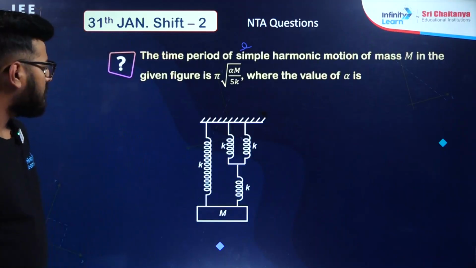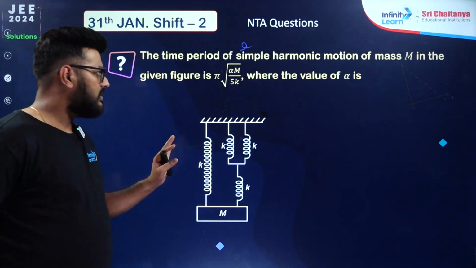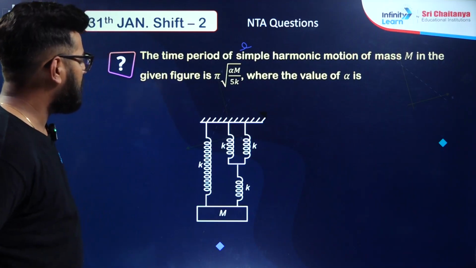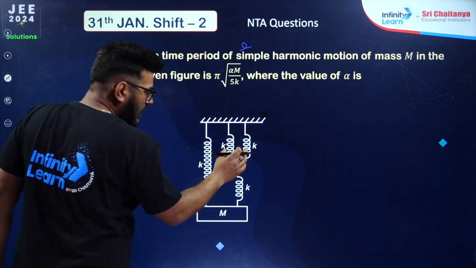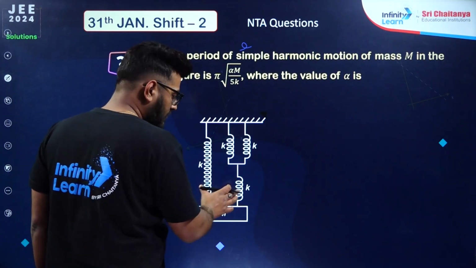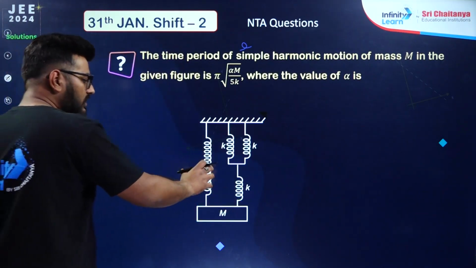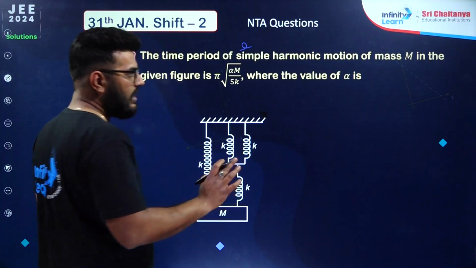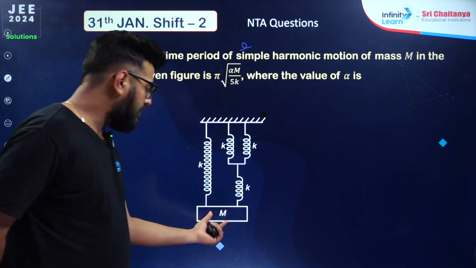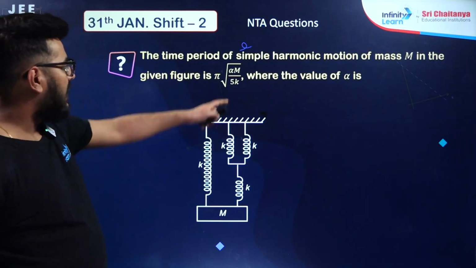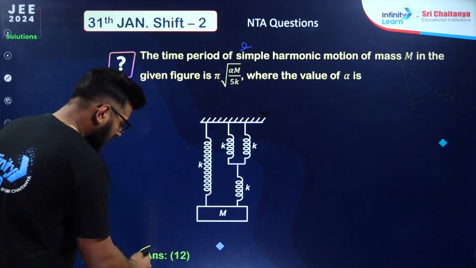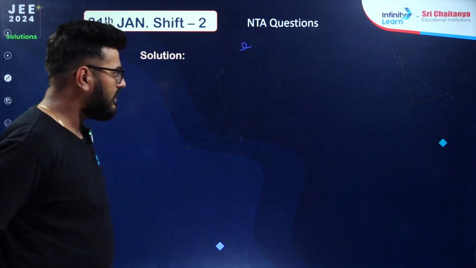Moving ahead for the next one. So here is a combination of springs. This is a nice question. The time period of the simple harmonic motion of mass m in the given figure is. So basically these two are in parallel, then they are in series, and then the combination will be in parallel, okay? Now based on that, you can find out the net effective spring constant, and finally the time period will be 2 pi under root of m upon k. So in place of k, you need to write down k effective and compare it with pi alpha m upon 5k. You will get the answer as again 12. This is the correct answer over here, that is 12.